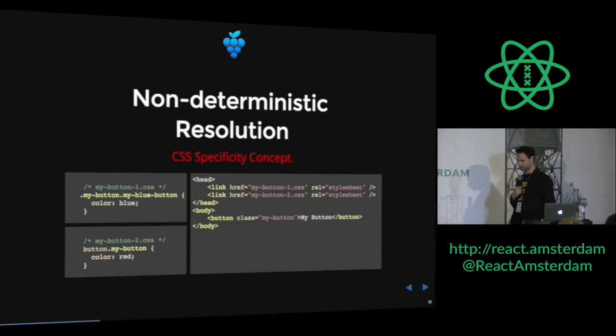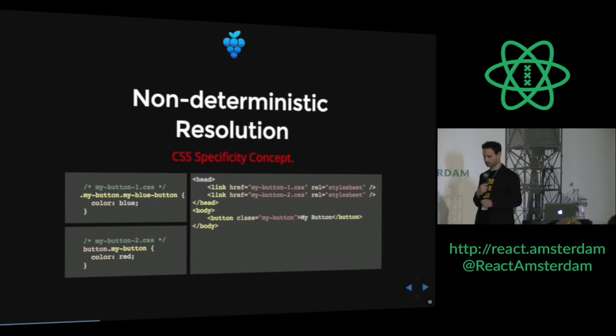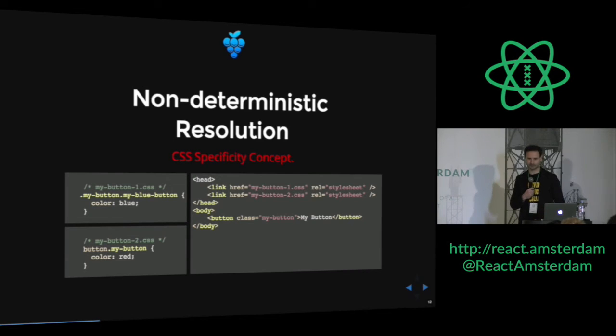By non-deterministic resolution, I was reading this twice or three times, but basically this is about this CSS specificity concept. CSS specificity is the logic which defines how rules are going to be merged once they apply to the same element. And there is a bunch of rules.